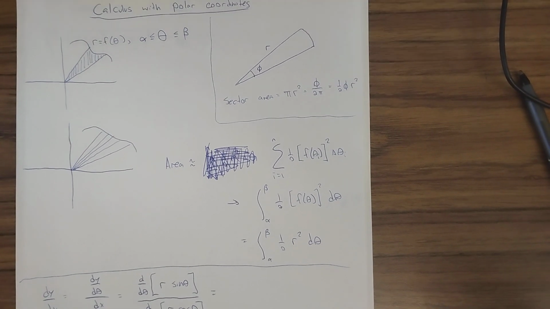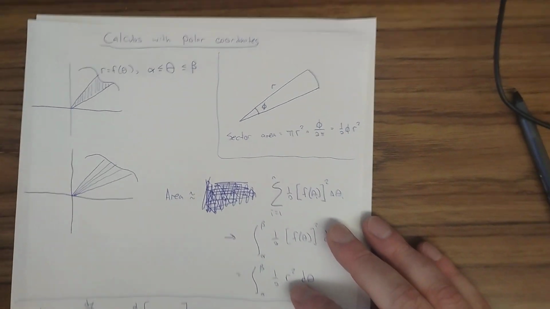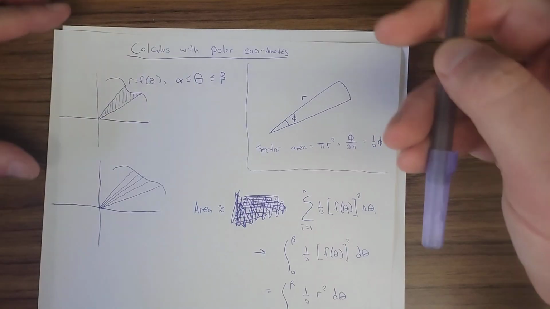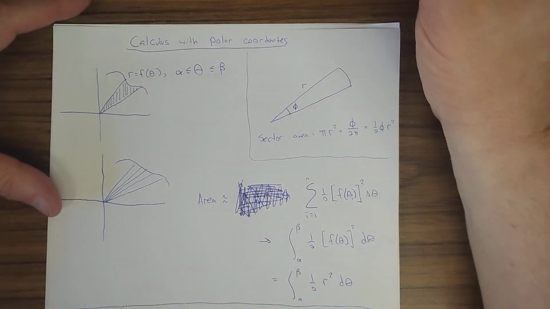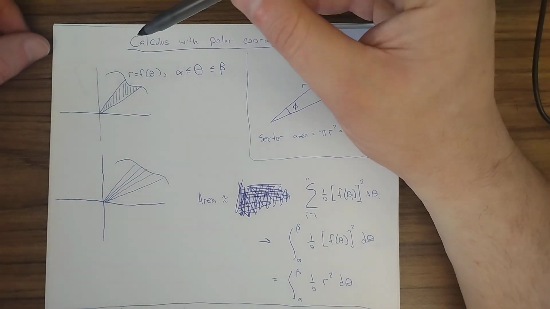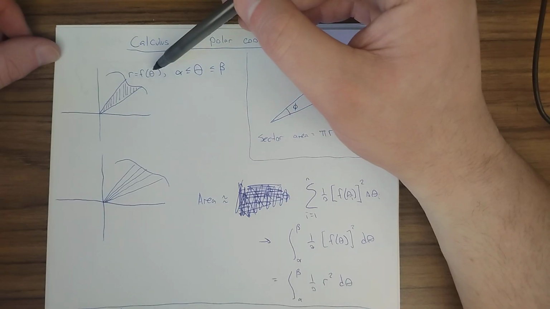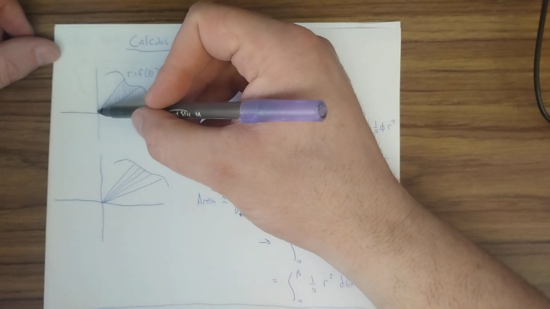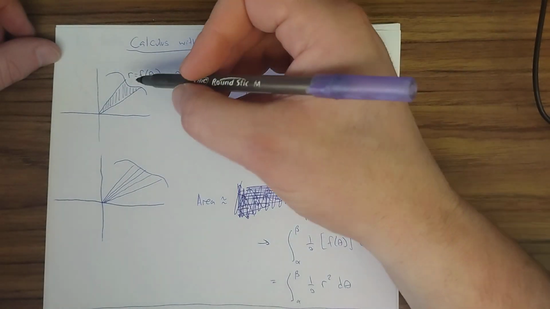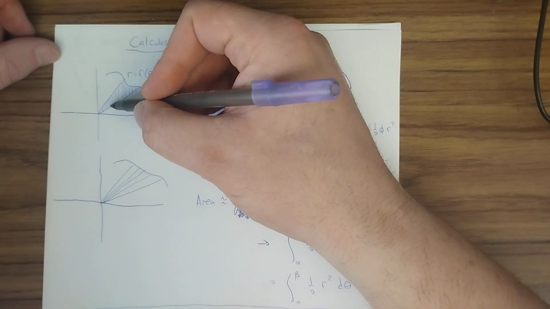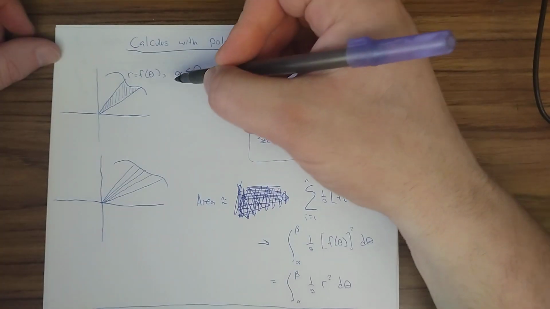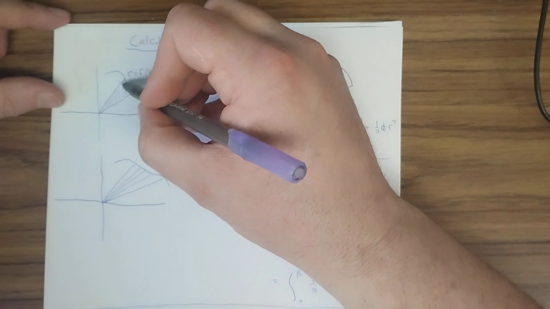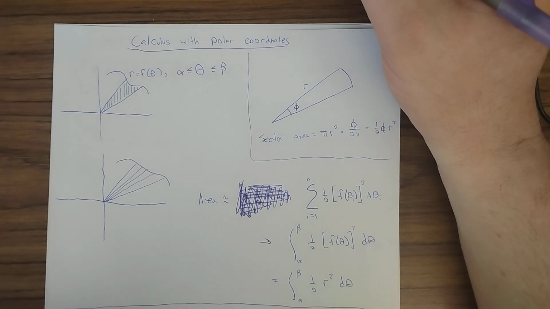So let's learn calculus in polar coordinates. So let's first talk about area. If I have r as a function of theta, and I want to find an area like this, where theta starts at alpha, maybe alpha is this angle, and goes up to beta, which is this angle. I want to find this area.